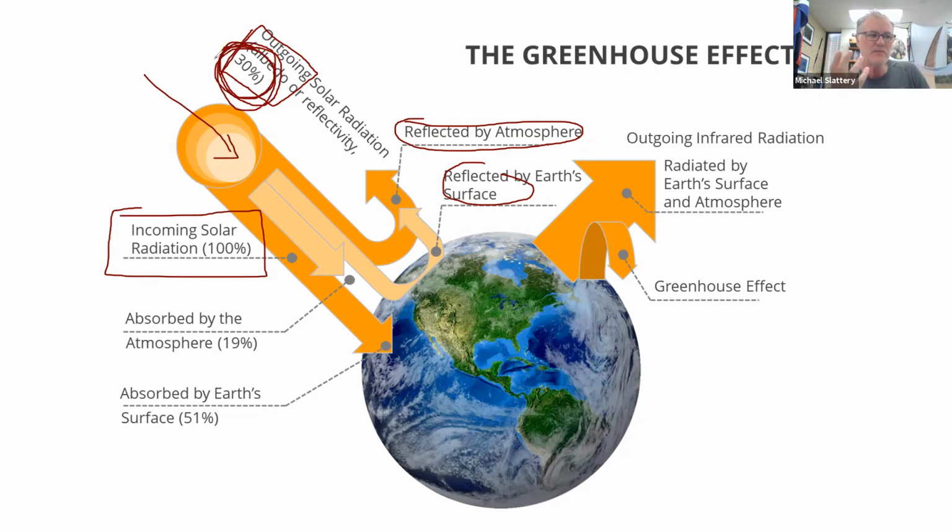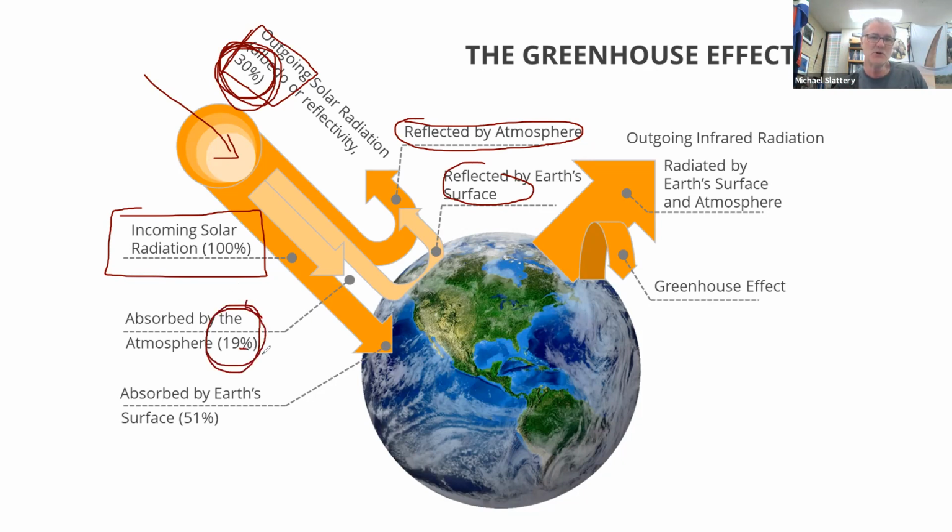What does that mean? It means that almost 1/3 of all the sun's energy that comes in and interacts with our planet doesn't do anything in terms of warming the planet, right? It's just reflected straight back into outer space, okay? And about 19% of the incoming radiation is absorbed by the atmosphere, right?